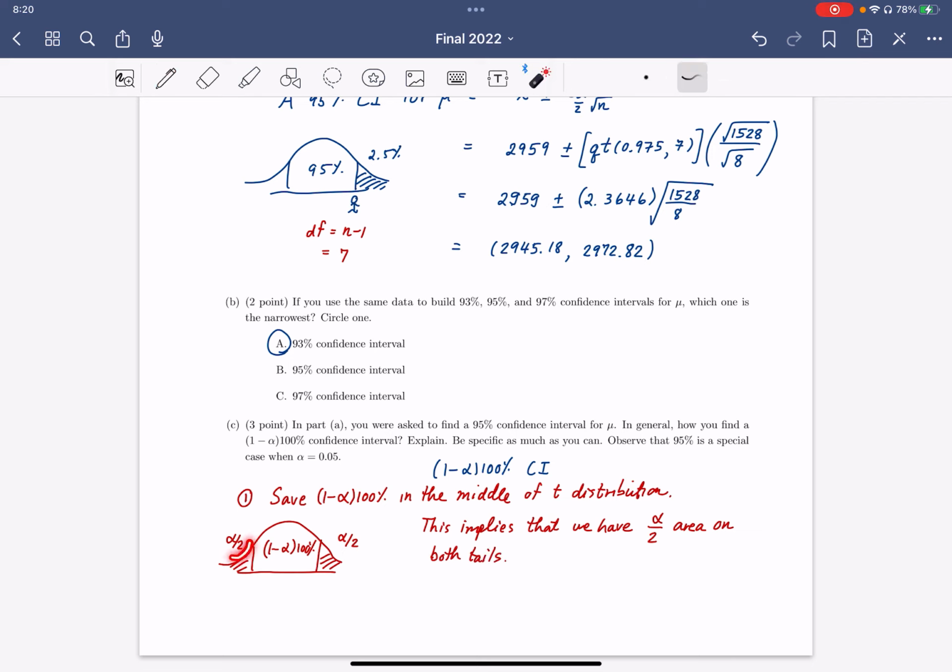So once we have alpha over 2 on both tails, we can use the qt command now. Because this is alpha over 2 on the right-hand side, where you stand here, you're going to have everything else on the left-hand side of you. So we're going to use qt of 1 minus alpha over 2 and then follow the degrees of freedom to solve for it. The degrees of freedom here is n minus 1. So we can use qt of 1 minus alpha over 2 with n minus 1 degrees of freedom as the critical value.